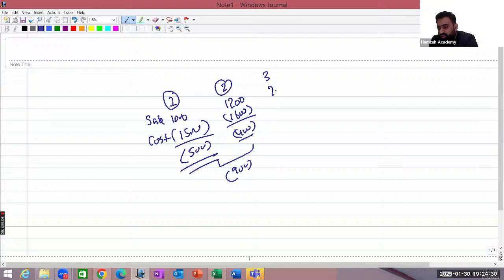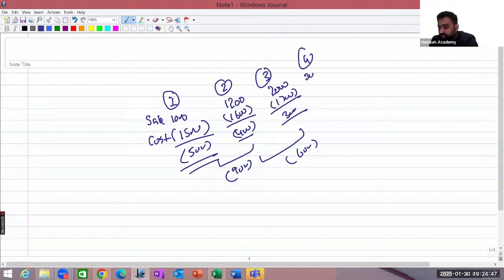In year three, the revenue is 1,200, but the cost is 1,700. So we have a loss of 500. Accumulated loss is now 600. In year four, revenue is 3,000 and cost is 2,000. So profit for the year is 1,000. Now I have the accumulated profit of 400, and so on year 5, year 6, and year 7.